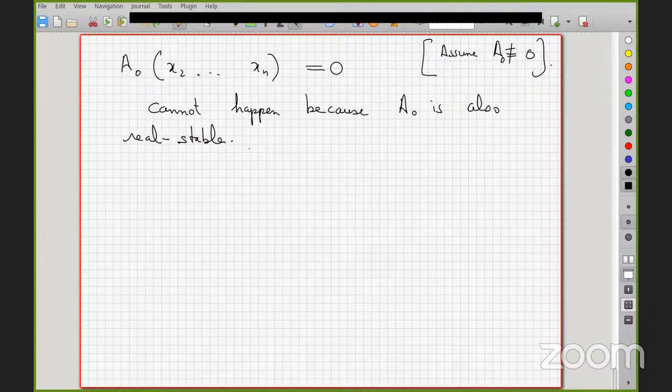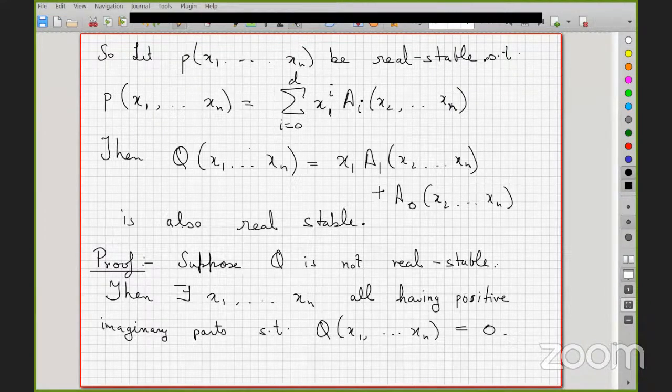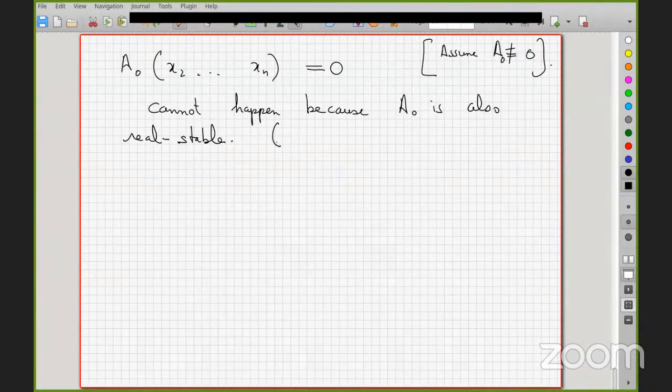Why is it real stable? Substituting 0 in place of x1. Yeah, by Hurwitz's theorem. That's the closure properties we saw by substituting.